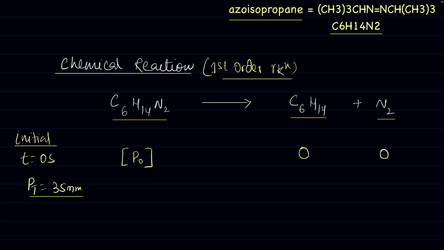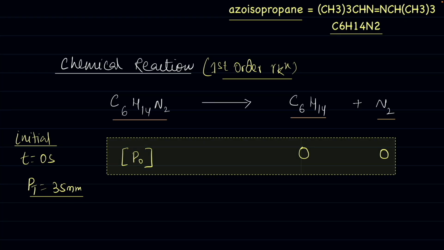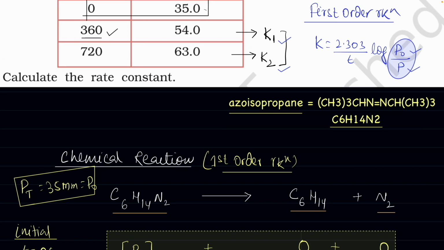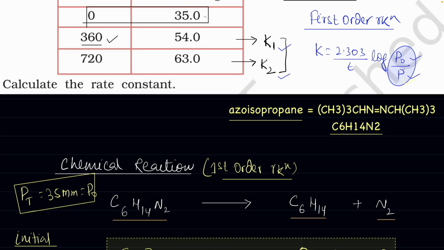Now what is the total pressure in the first relation? Total pressure is equal to the sum of the pressures of all three. It is P naught plus 0 plus 0, which is equal to P naught. So from here we can say that the total pressure in this case is 35, and this is the value of P naught. So we got the value of P naught. Now similarly, we have to find another relation, which gives the value of P. P naught we got, and we have to find the value of P.